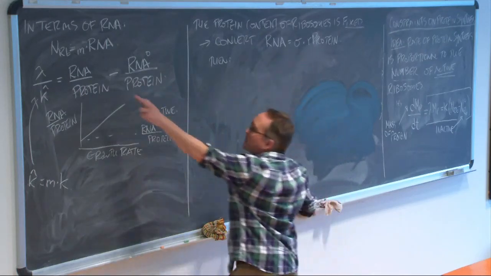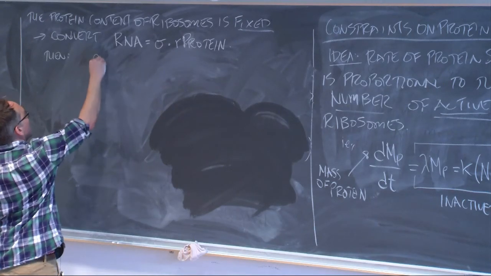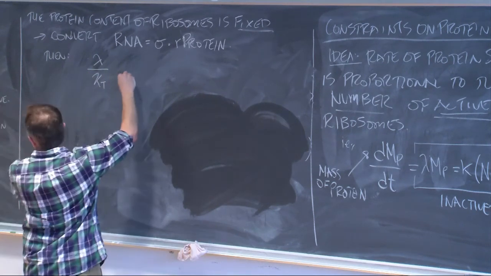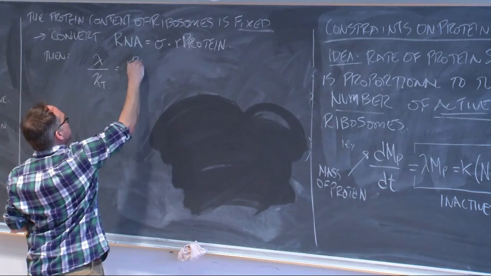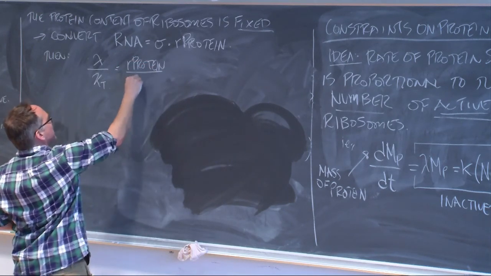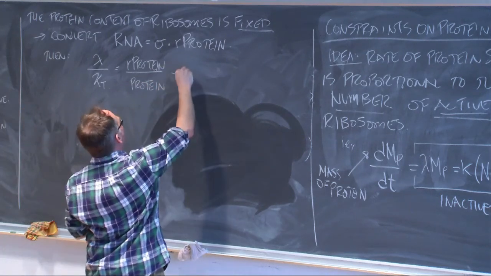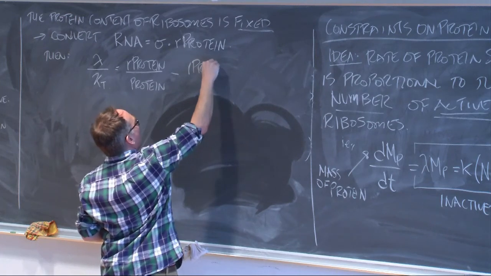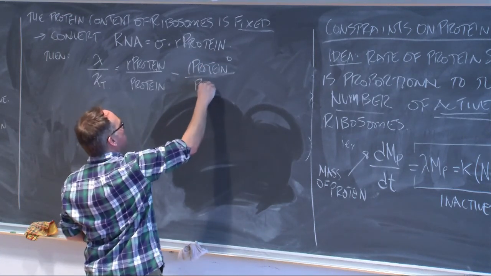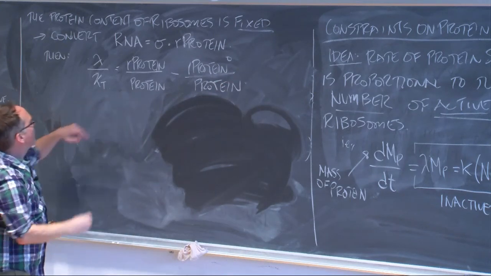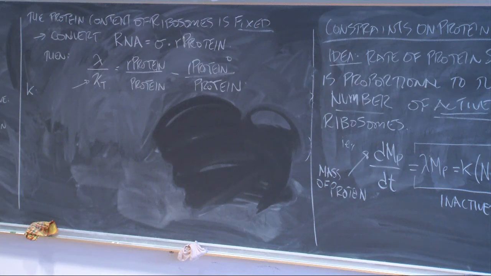if I plug this into here, I will have lambda over, now I'm going to call this kappa T, and I'll tell you what kappa T is in a second, R protein per total protein minus R protein inactive over total protein, where this thing now is your original K times M times sigma, if I haven't done anything wrong. But again, these M's and sigmas are just proportionality constants that make sure that my units are okay. But K still retains the meaning of the interpretation of the translation rate.